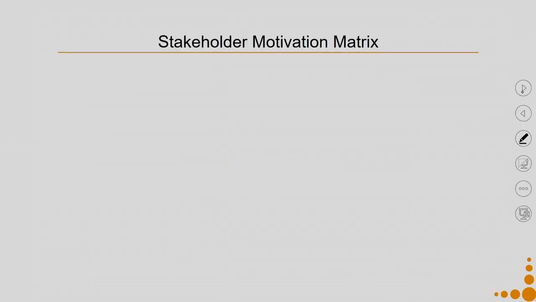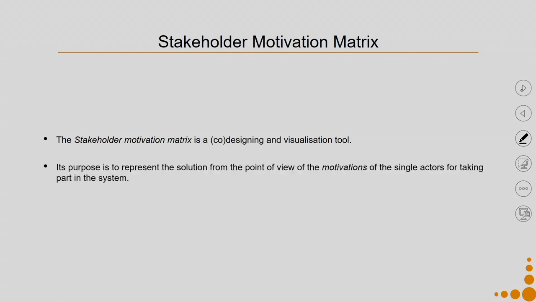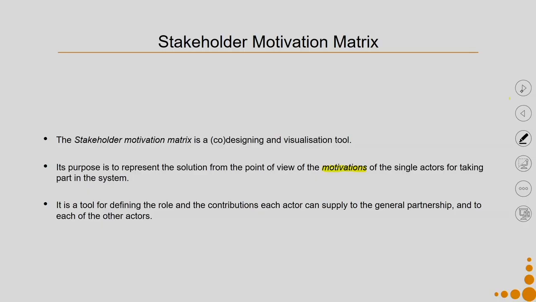So let's see what the motivation matrix is. It is called the stakeholder motivation matrix. It is again a co-design tool and a visualization tool, so you create this map along with the actors. Its purpose is to represent the solution from the point of view of the motivations, very important, motivations of the single actors for taking part in this particular system. Then it is a tool for defining the role and the contributions each actor can supply to the general partnership and to each of the other actors.